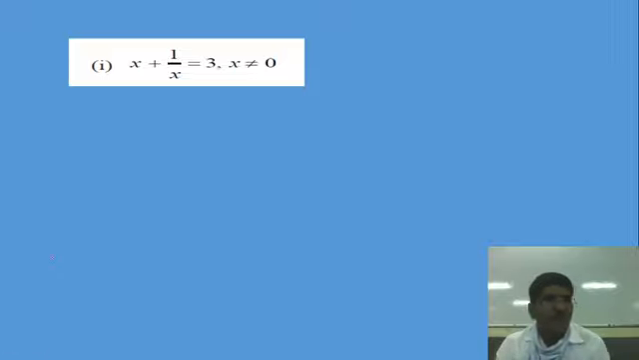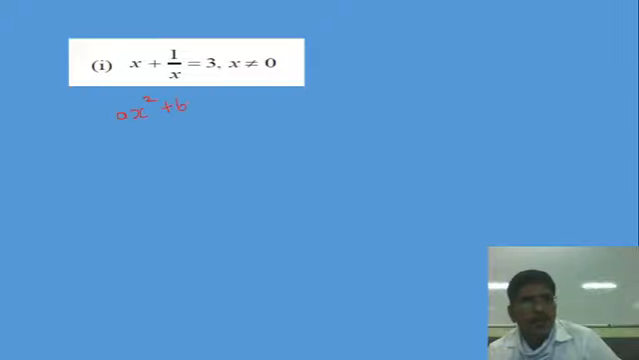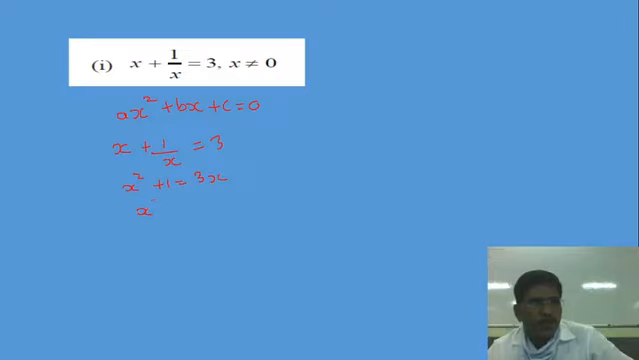in this type, first of all, I have to simplify it, because if you see, our standard equation is ax square plus bx plus c is equal to 0. But here it is not in standard form, so first of all I have to make it standard form. So x plus 1 upon x is equal to 3. If I simplify, x square plus 1 is equal to 3x. Therefore, x square minus 3x plus 1 is equal to 0.